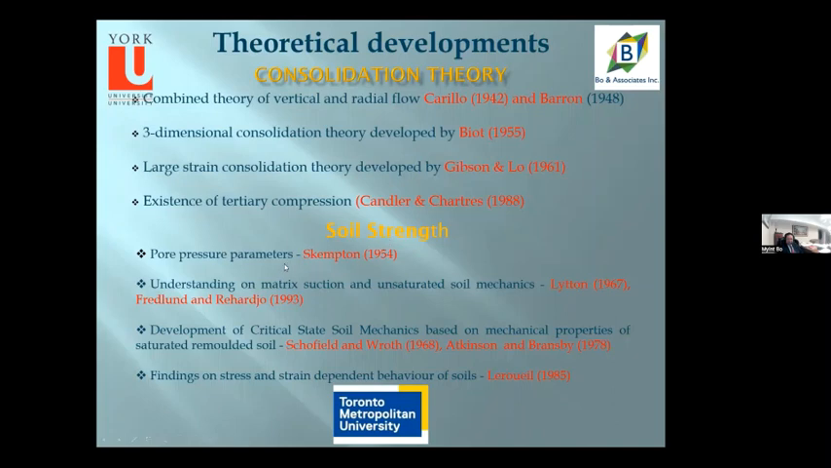Also, soil strength theory. Notable developments are the pore pressure parameters by Skempton in 1954, understanding of matric suction and unsaturated soil mechanics by Lighton in 1967 and Fredlund and Rahardjo in 1993. Development of critical state soil mechanics based on the mechanical properties of saturated remoulded soil by Schofield and Wroth in 1968 and Atkinson and Bransby in 1978. Findings on the stress-strain dependent behavior of soil by Leroueil in 1985.